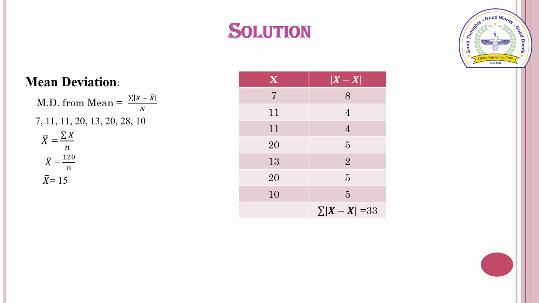So therefore summation of mod x minus x bar equals 33. Now mean deviation from mean equals 33 divided by 8, which equals 4.12. So mean deviation from mean is 4.12.